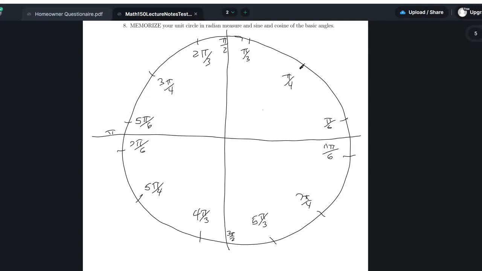Okay, you've got to memorize your unit circle. So these are the angles that I'm going to want you to know. Let me give a little hint of how to find them or memorize them.